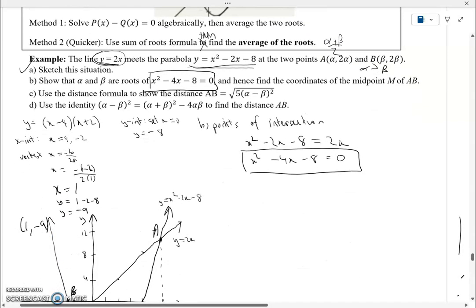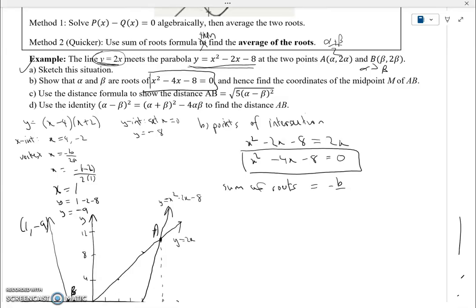And that's the key message of these last two examples of the booklet. Sometimes you don't need to find the roots. Sometimes you can use sum and product of roots to get useful places without actually finding the roots. That's the key message. Okay, so let's do sum of roots.